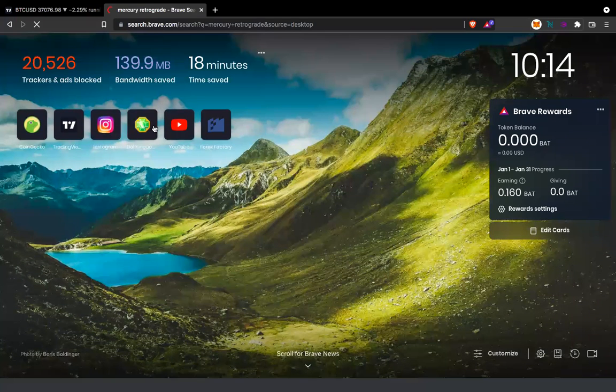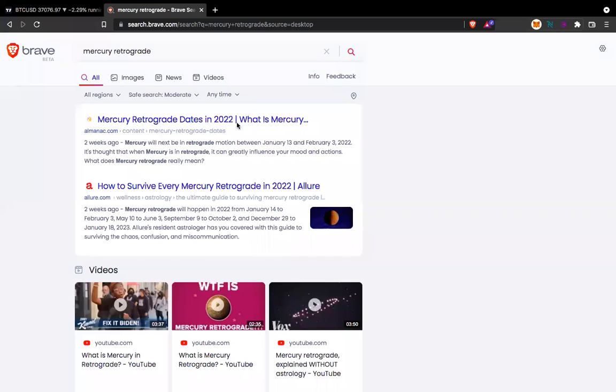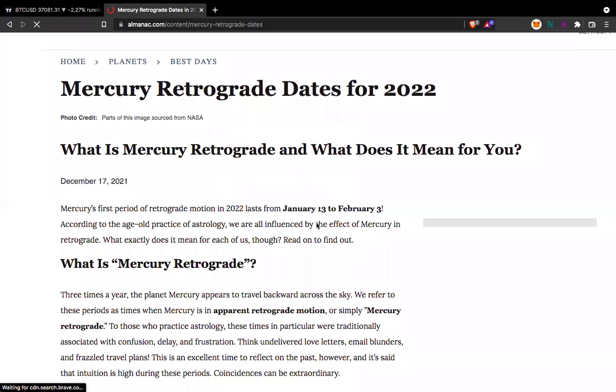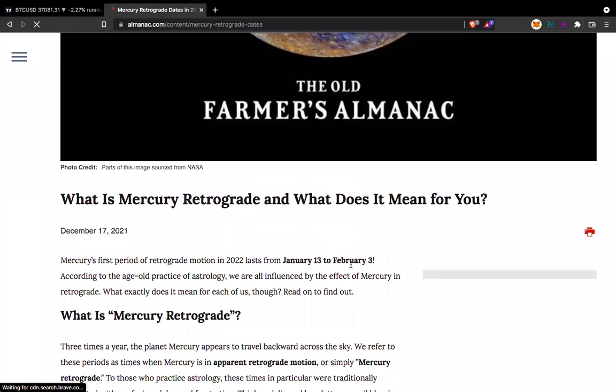I don't believe in any of that stuff, but I do believe that this is affecting the markets, because at the end of the day, I've sat down and looked at it. You can see a lot of people talking about Mercury retrograde and what it is, but here's how it affects the markets. Mercury is retrograde. What that means is the planet Mercury is moving backwards right now, and it's happening between January 13th and February 3rd.